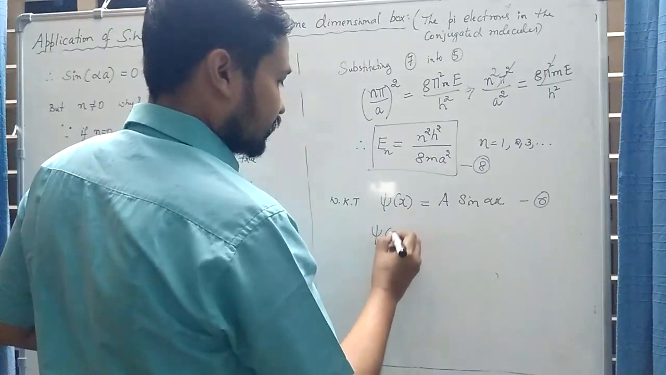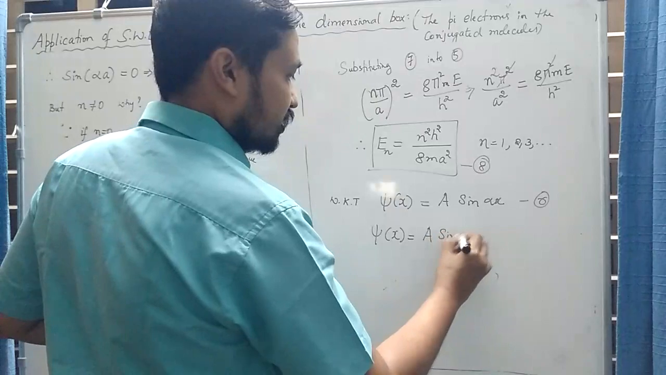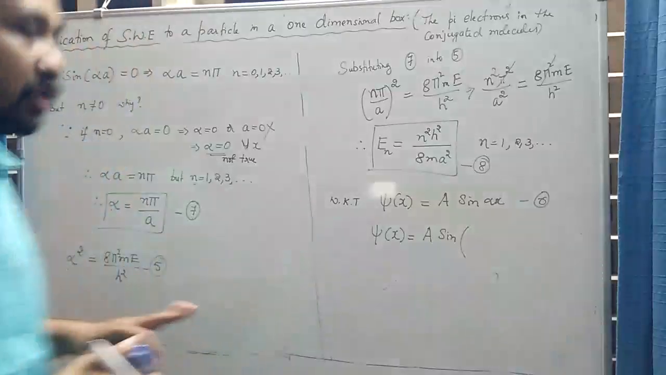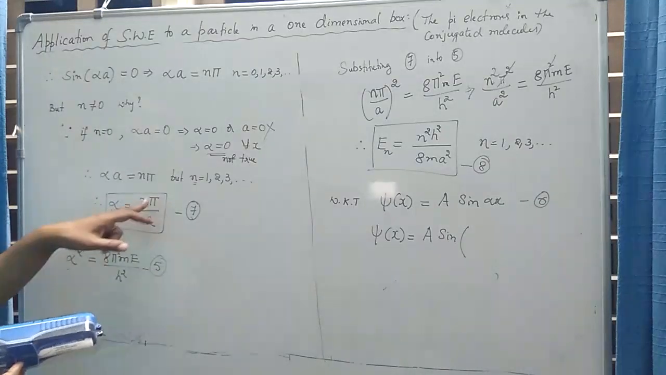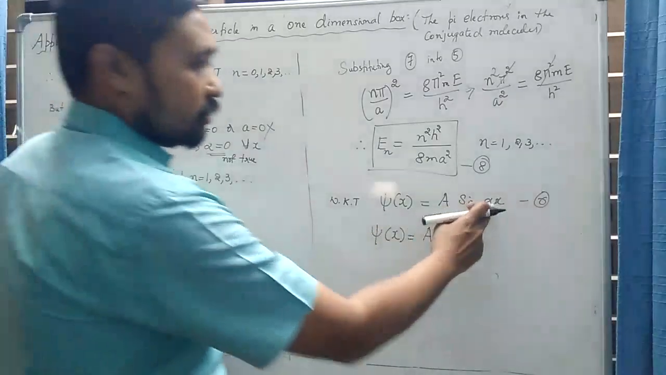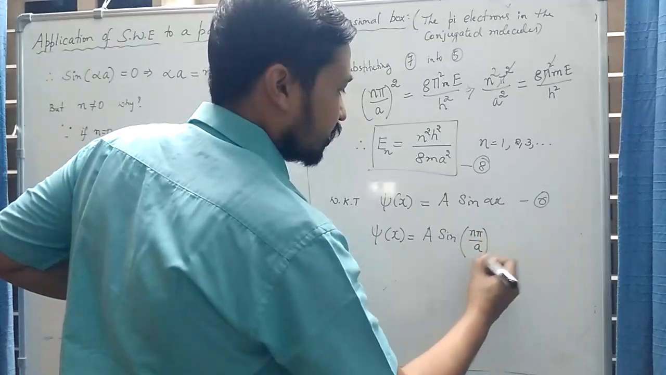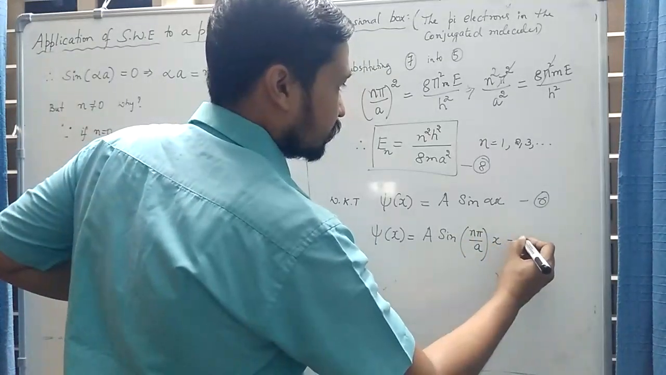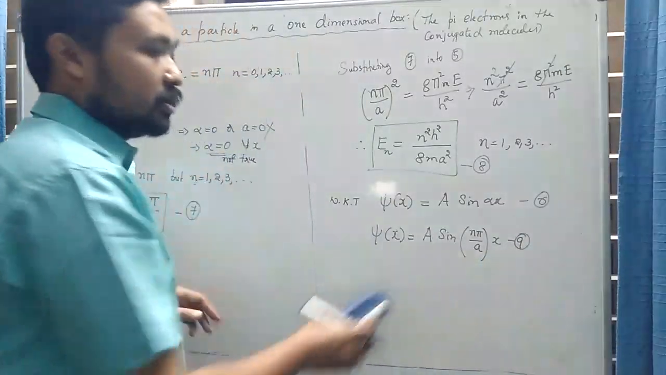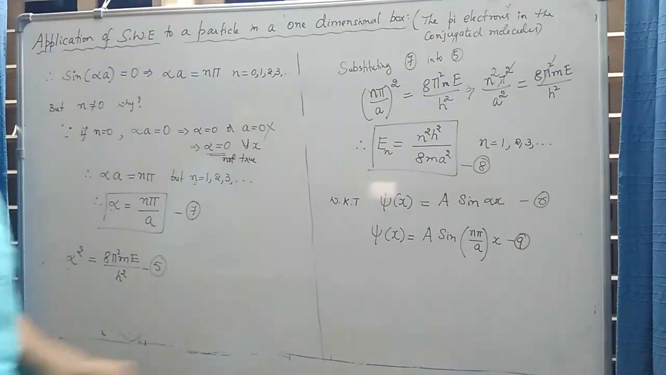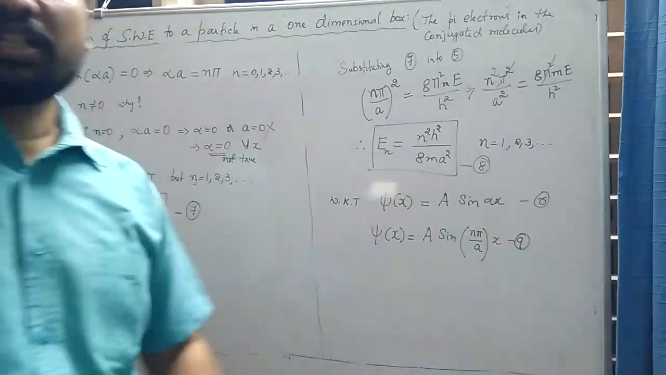Now this equation 6 can be written as A into sine. We have already found out what alpha is. From the second boundary condition, we came to know that alpha should be equal to n pi by a. So instead of alpha, I will write n pi by a into x. This is equation 9. So this is now the solution for the Schrodinger wave equation for a particle in a one-dimensional box. The wave function is given by equation 9.